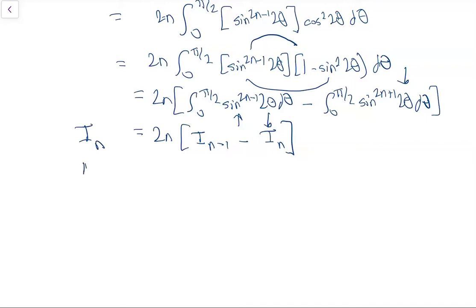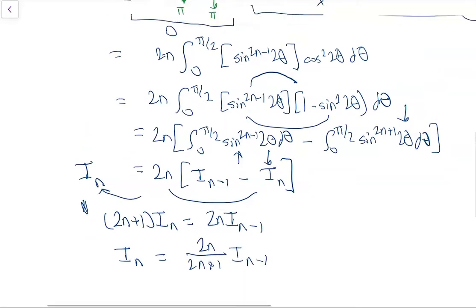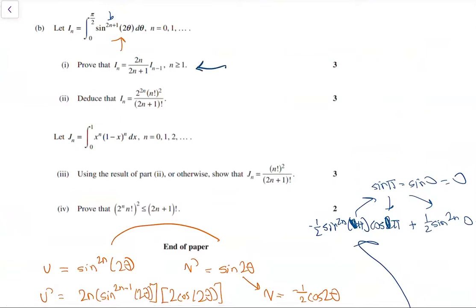So now we can bring the 2n I_n over to the left hand side to get 2n plus 1 times I_n is equal to 2n times I_(n-1). And this, we finally get I_n is equal to 2n divided by 2n plus 1 times I_(n-1). Okay, and this completes the first part. We got the first part of I_n equals 2n over 2n plus 1 I_(n-1).